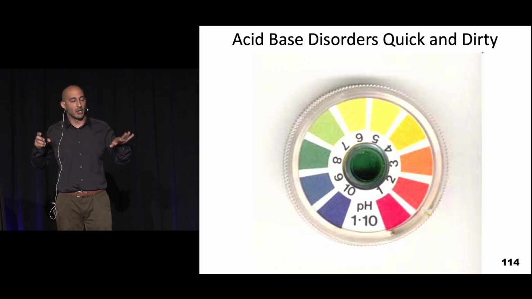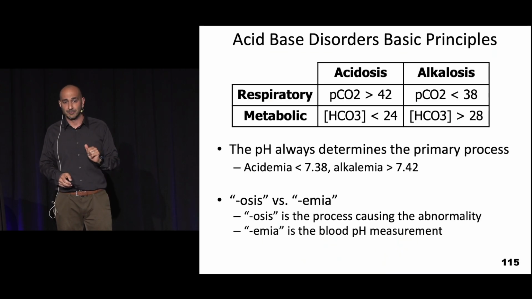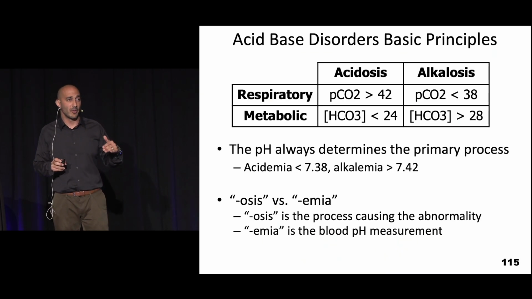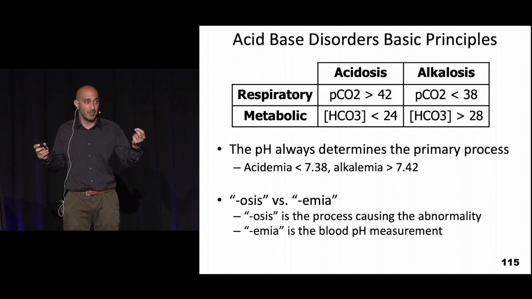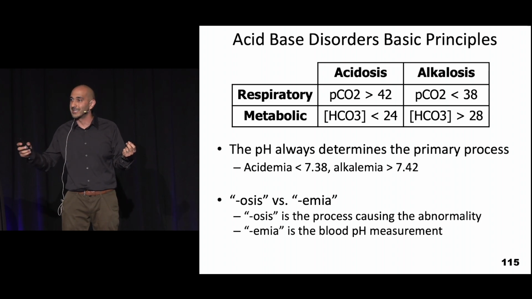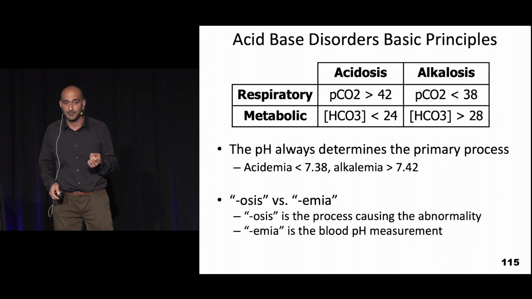Okay, now we're going to go through a really quick and dirty acid base, how to think about it, in a couple minutes. All right? First of all, there are two primary ways that you can get acidosis, and that's respiratory or metabolic. There's a difference between acidemia and acidosis. Acidemia is what happens in your blood, so your actual pH, that's the emia. The acidosis or the alkalosis is the process that's driving that, okay?